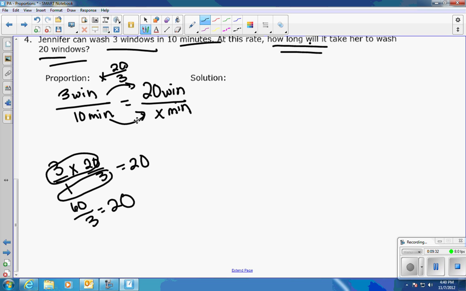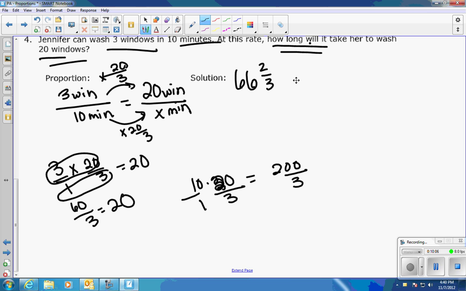So over here, we're going to multiply by the same thing, which is going to bring us back to our fraction unit again. So top times the top, bottom times the bottom. And when we divide that amount out, we should get 66 2/3 minutes.